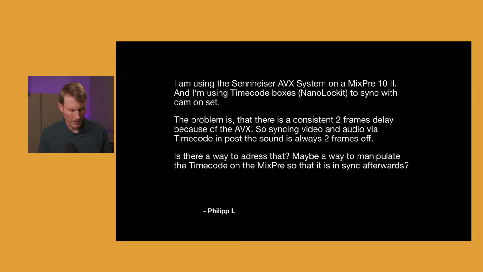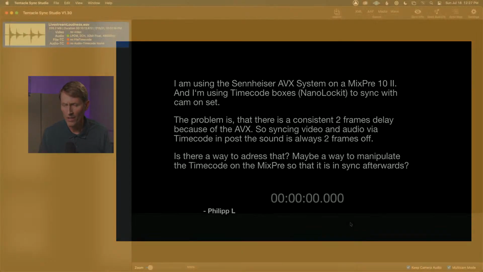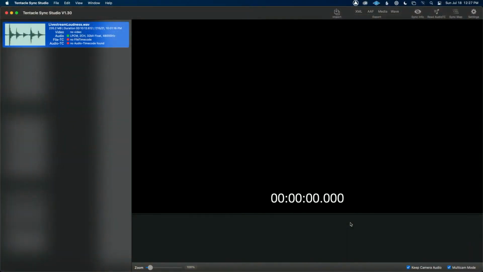So yeah, I would definitely contact Ambient and see if you can get that sorted out. They should be able to point you in the right direction there. But if that doesn't pan out, there are some things you can do in post as well. Let's go ahead and switch over to our Mac here. This is Tentacle Sync Studio. Now I know you're using an Ambient Nano Locket, but this is an app that comes with the Tentacle timecode boxes. And what's interesting about that is there are ways to adjust this in post.